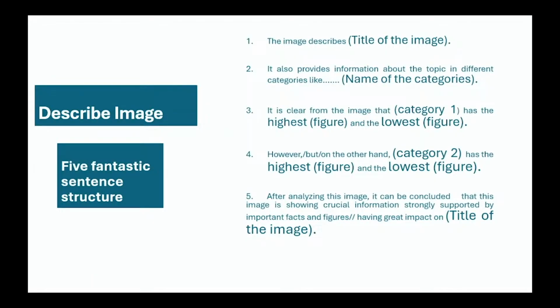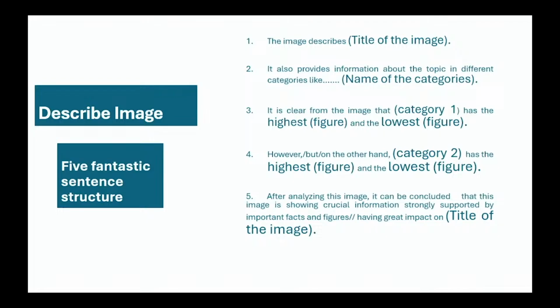So the template, the structure. We have designed this template based upon the PTE Pearson checklist, what they actually want students to provide in their responses. On the basis of the checklist, a 5-sentence structure has been created. In the very first sentence, you always have to provide the title of the image, and then the information about the topic in different categories. You have to specify the categories, any keywords or any visible information that you can see in front of you.